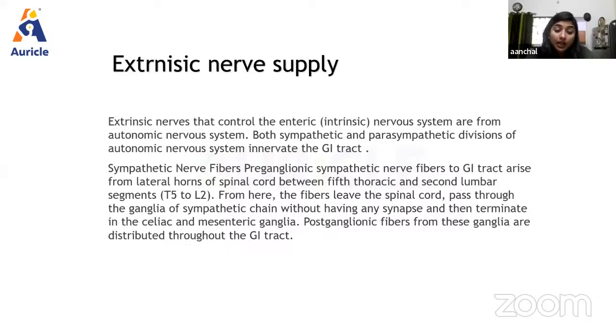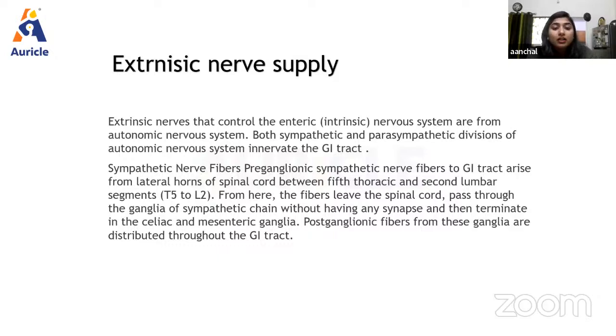So as already we have discussed, the extrinsic nerve supply has two major components. The first we have sympathetic and the second we have parasympathetic. The parasympathetic is always responsible in the GIT to increase motility and to increase secretion, whereas the sympathetic is always responsible for decreasing motility and for decreasing secretion. You need to remember, parasympathetic means increase, sympathetic means decrease.